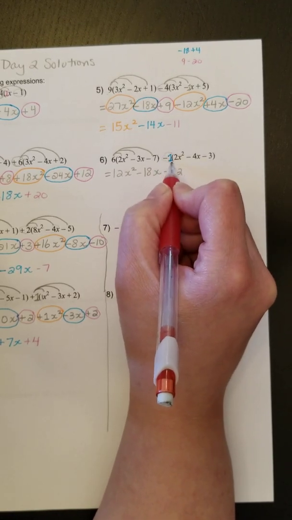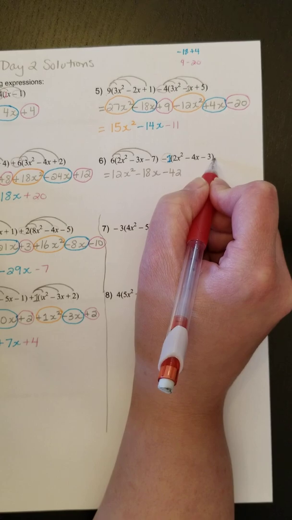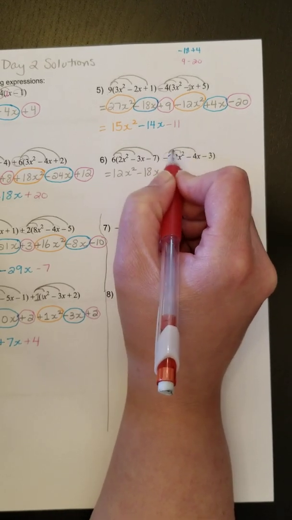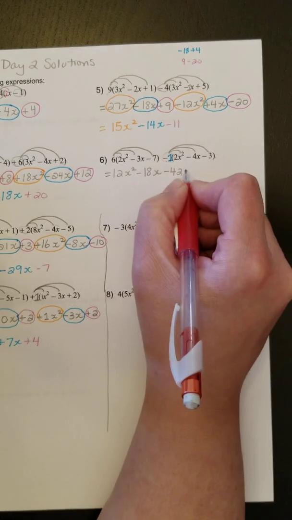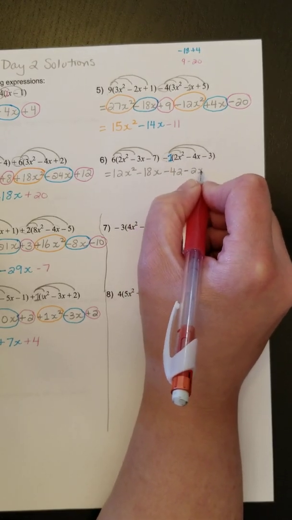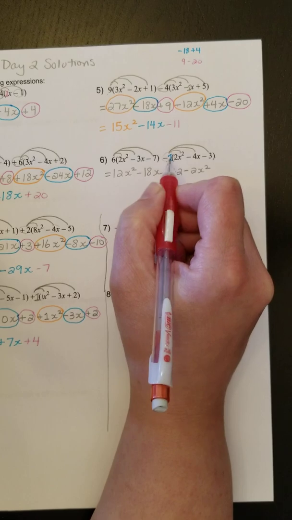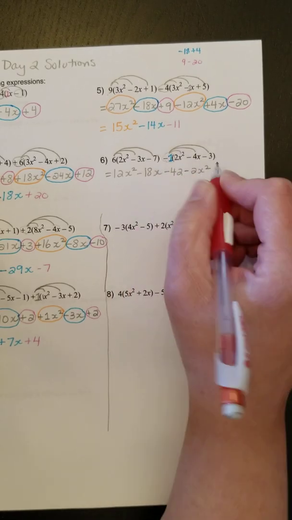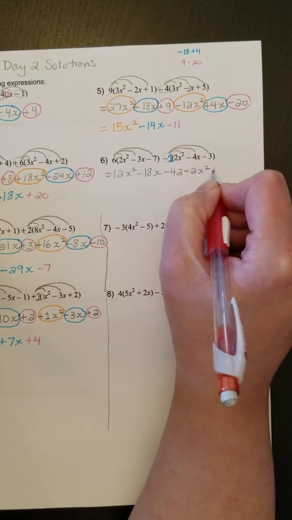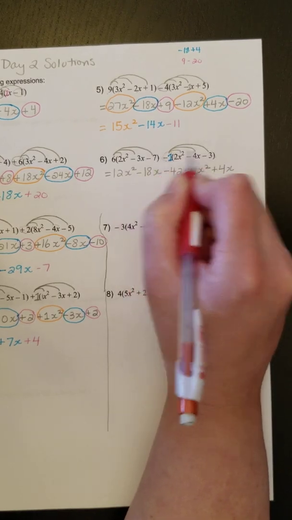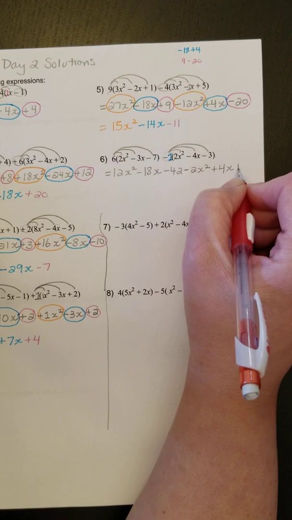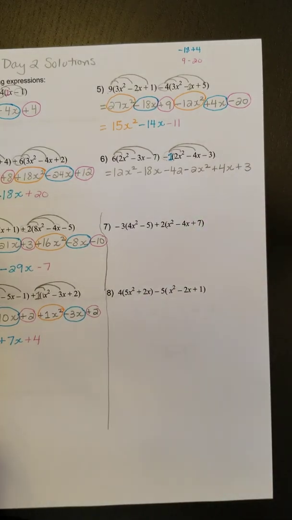Now I'm multiplying a negative 1 by each term here, so distributing that negative 1 in. Negative 1 times 2x squared is negative 2x squared. Negative 1 times negative 4, negative times negative, remember, is positive 4x. And again, negative 1 times negative 3, those two negatives make that positive 3.